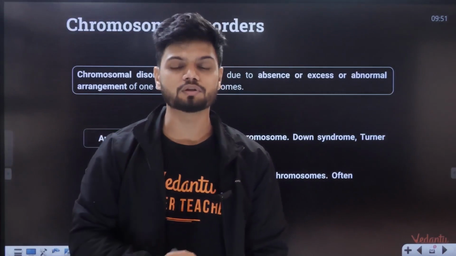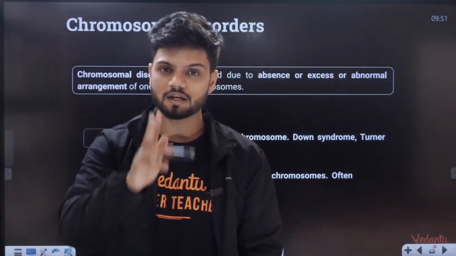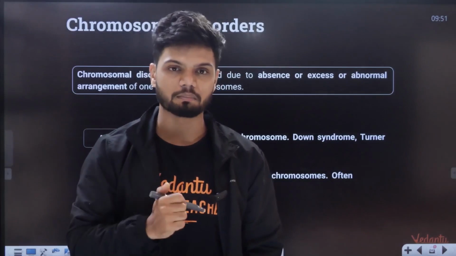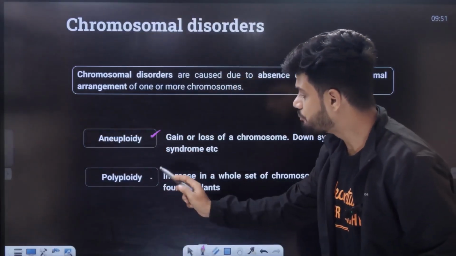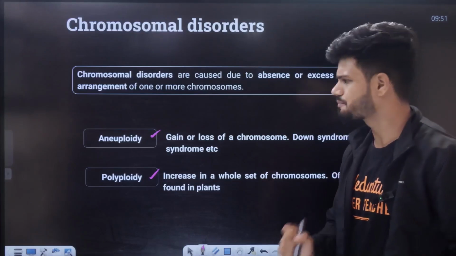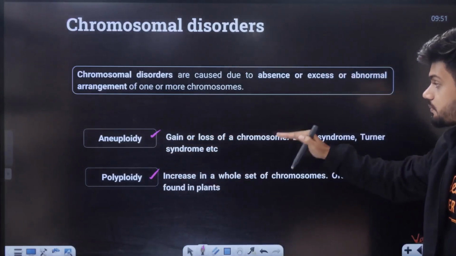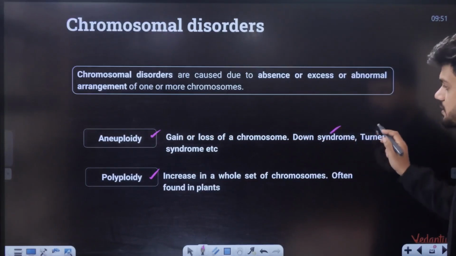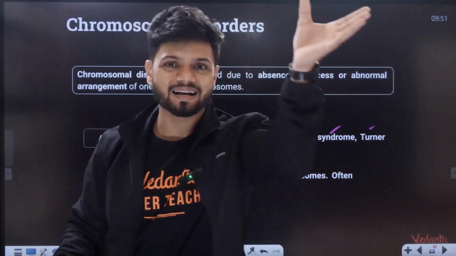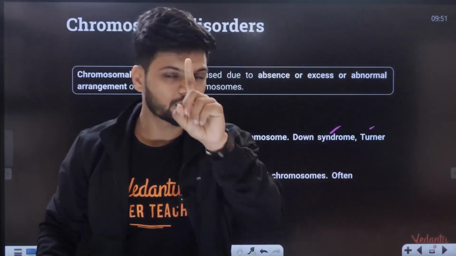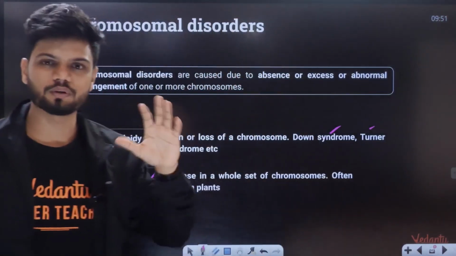Now we come to something called chromosomal disorders. Before we go to chromosomal disorders, there are 2 small concepts which you need to remember. That is aneuploidy and polyploidy. Now what is the difference? Aneuploidy is gain or loss of chromosomes, Down syndrome, Turner syndrome. In aneuploidy, one chromosome is added or one chromosome is removed, 1 or 2 maximum or 3. Okay, so monosomy, trisomy you can learn here.